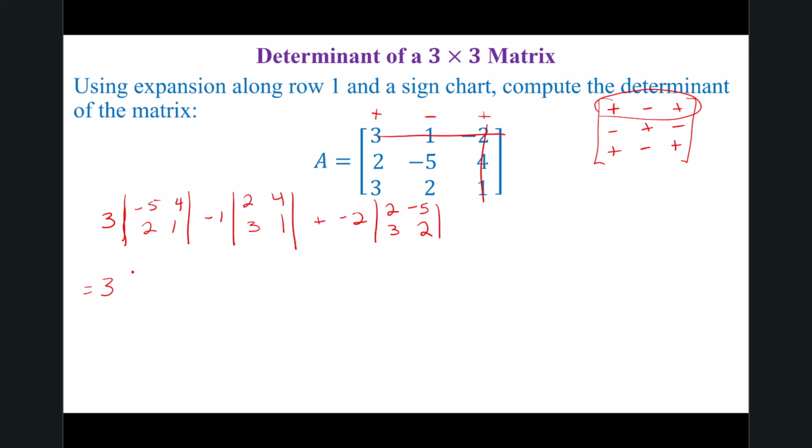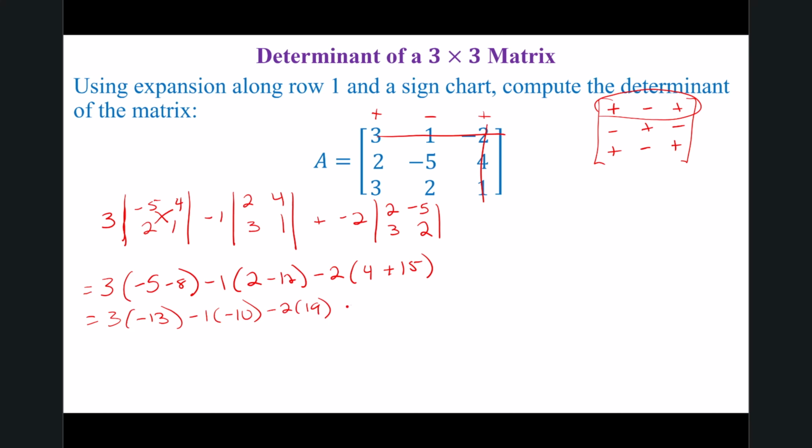So I have 3 times, now this determinant, negative 5 times 1 minus 2 times 4, so negative 5 minus 8, minus 1 times 2 minus 12, plus a negative 2 times 4 minus a negative 15, which is 3 times negative 13 minus 1 times negative 10 minus 2 times 19, which gives us negative 39 plus 10 minus 38, or negative 67. So the determinant of A is negative 67.